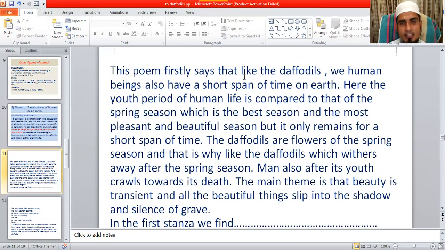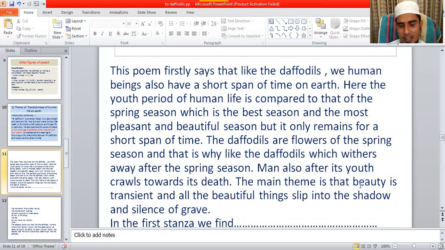This poem firstly says that, like the daffodils, we human beings also have a short span of time on earth. Here the youth period of human life is compared to the spring season, which is the best, most pleasant and beautiful season, but we remain only for a short span of time. The daffodils are flowers of the spring season, and that is why, like the daffodils which wither away after the spring season, man also, after his youth, travels towards his death.